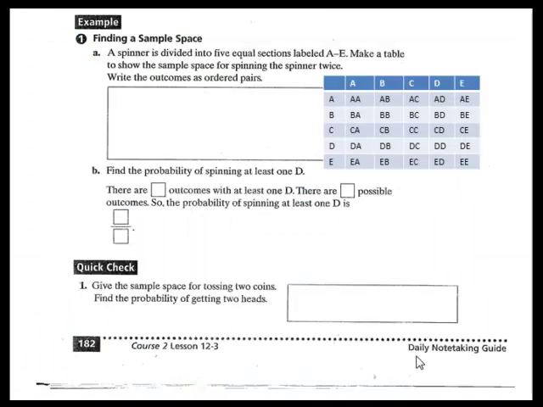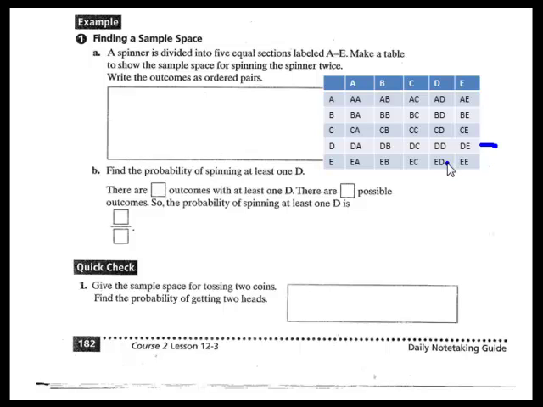Right, now we're going to find the probability of spinning at least one D. If you look at the chart, we can find all of the places where there's at least one D. We have a whole entire row that has one D. That would be 5 choices.